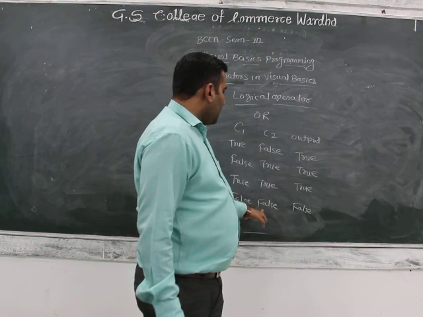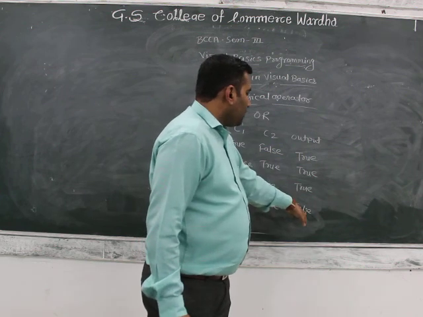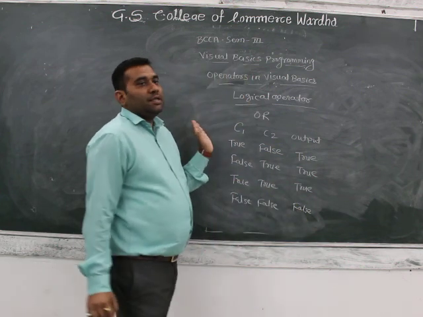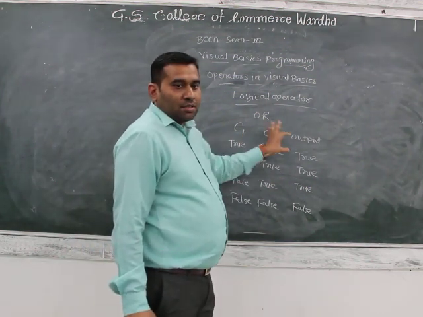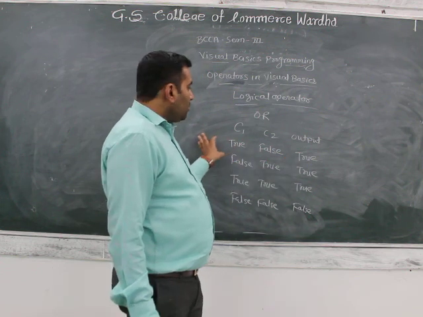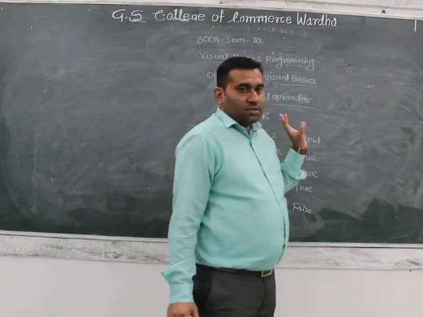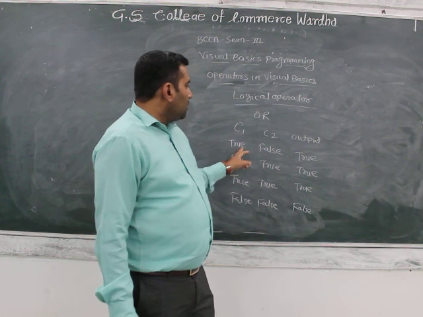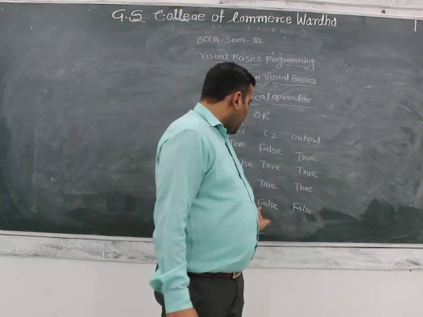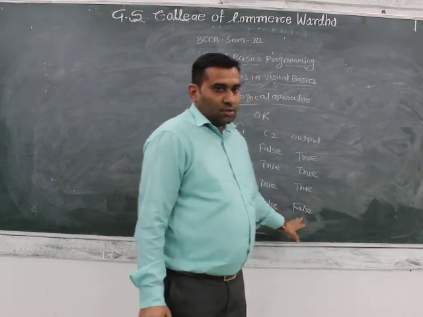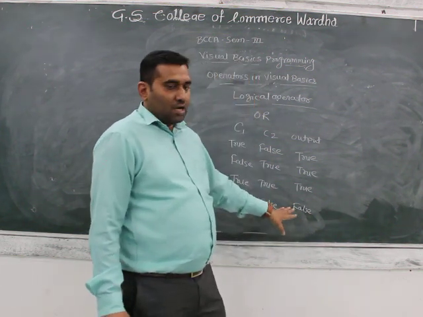If one true is found, the output will be true. If both are false, then the output will be false. In the AND operator, only true true gives true, and true false is false. But in the OR operator, true false is true, false true is true, true true is true, and only false false is false.